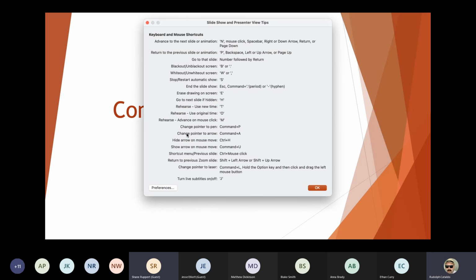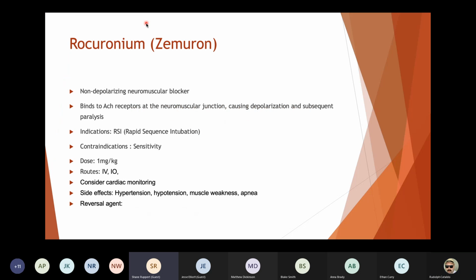Would etomidate be considered a dissociative? It is like a hypnotic. Okay. So yeah, and that's why for RSI we give 0.3 milligrams per kilogram of etomidate prior to giving some sort of paralytic, just to put them in a state of not knowing what's going on. Okay.